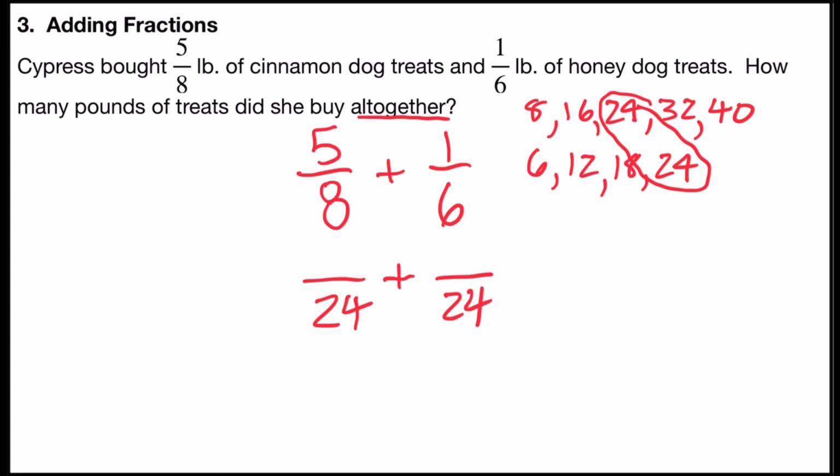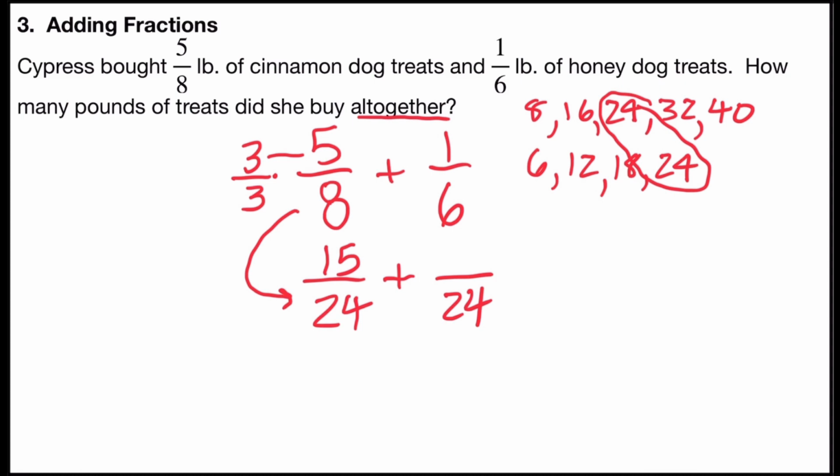Now I'm going to rename my fractions. 8 times what number gave me 24? That was 3, so I'm going to multiply by the form of 1, 3 over 3. 3 times 5 then will be 15. So 5/8 is renamed as 15/24.